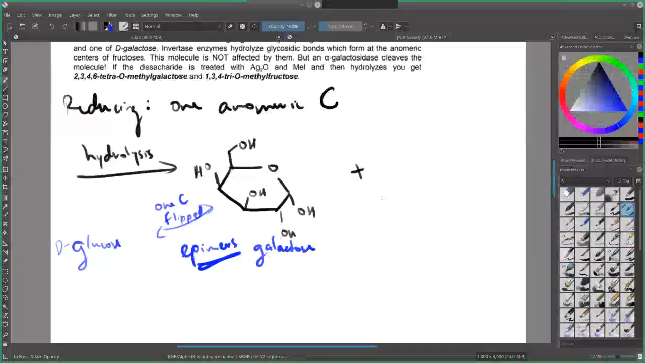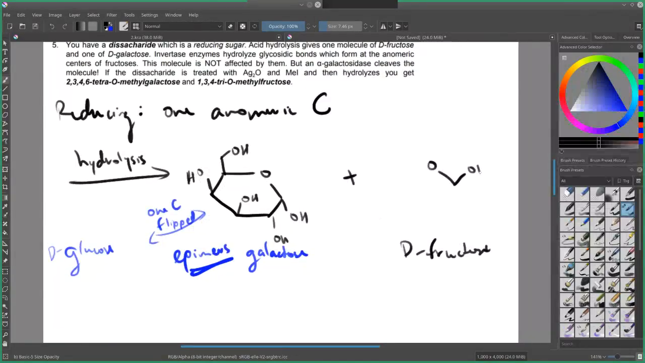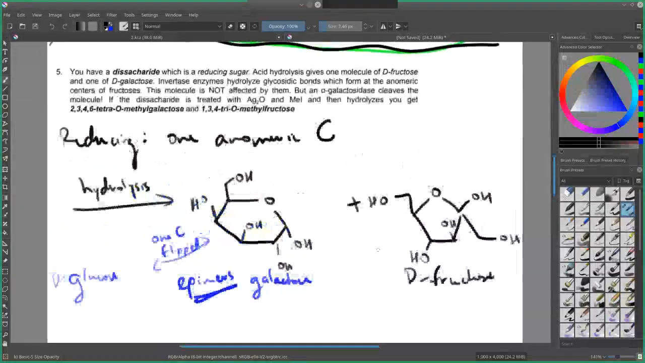All right, anyway, so we also got D-fructose, which is definitely not an epimer of glucose. So this is the first pentose we're dealing with for the day. OH down here, and then yeah, there we go. Okay. So these are the two things that we've got.